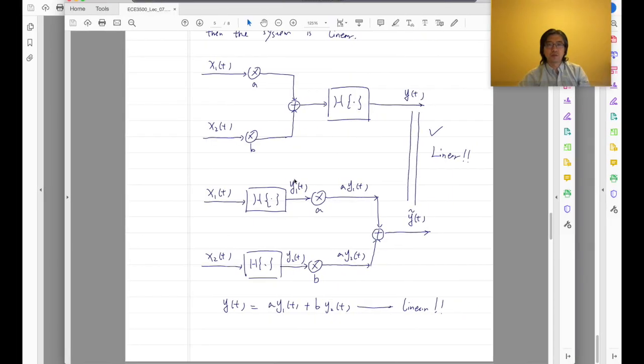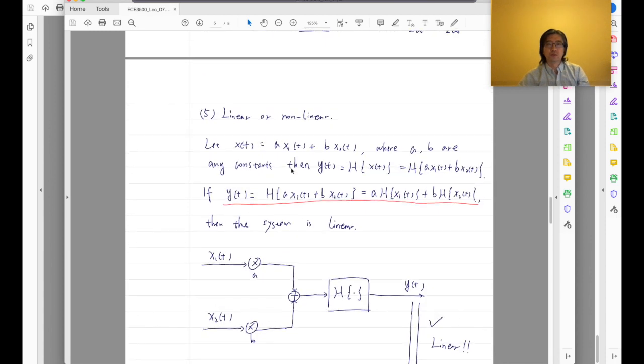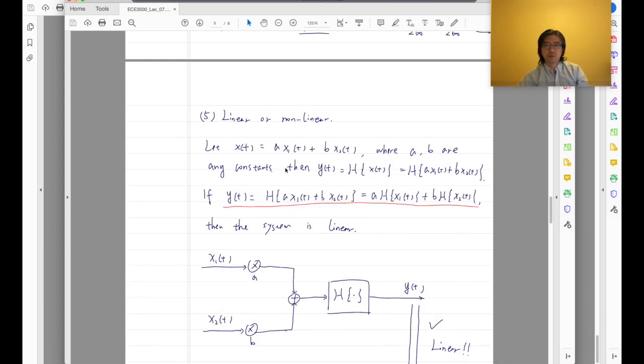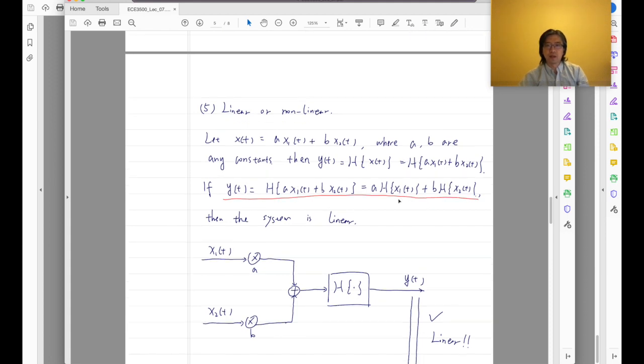Right, linearity is defined as follows. From our lecture notes, if the output for a combined input can be written as the summation of the individual scaled outputs, then the system is linear. We can draw this system as follows.